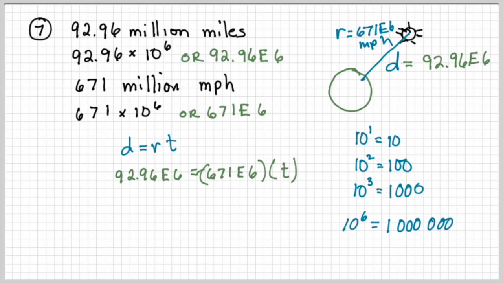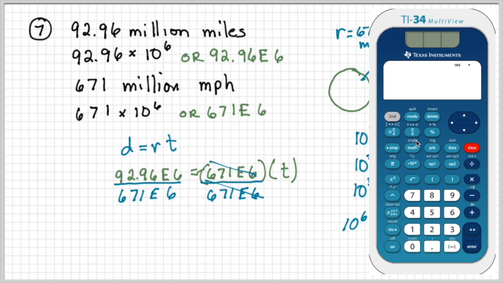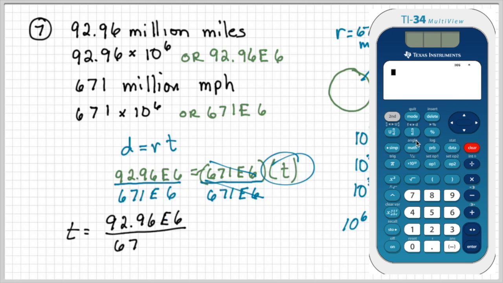Now this is an equation we have to solve, of course. To solve this equation, we just have to divide the right side by 671 times 10 to the 6th, or 671 million, which leaves just a 1, and we have to divide the left side by the same. And so we're just going to go to our calculators. This would give us t all alone. So we're going to have t is equal to 92.96 times 10 to the 6th all over 671 times 10 to the 6th.